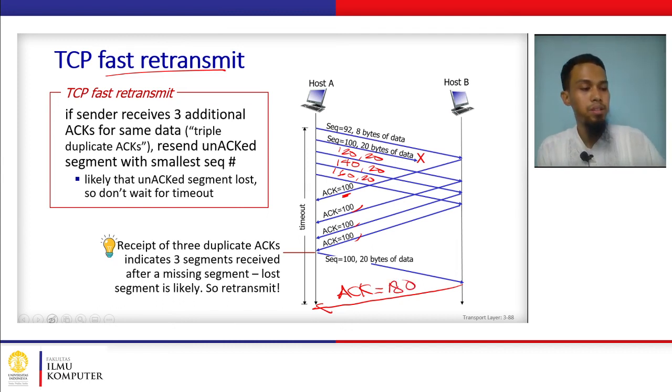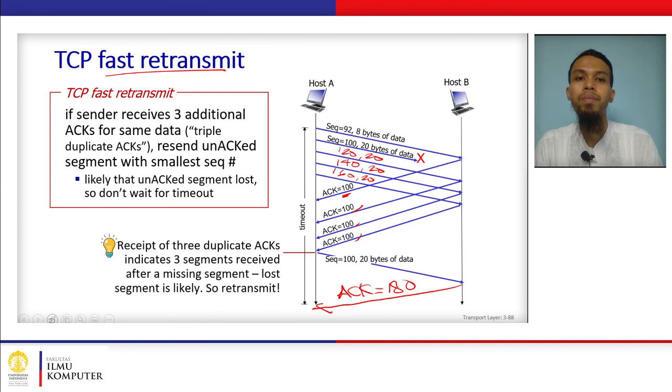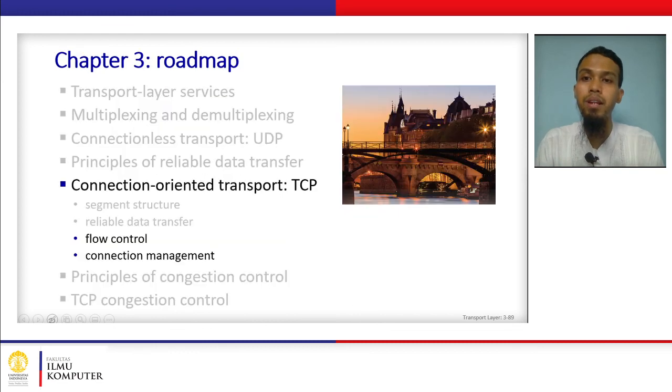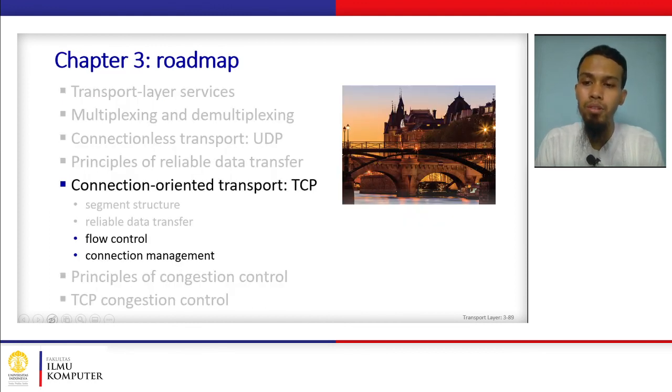This is called fast retransmit, because host A doesn't have to wait for the timeout to be reached. When it detects a triple duplicate ACK, it immediately retransmits the lost segment. So I think that's it for the examples of the retransmission scenarios in TCP reliable data transfer. We'll be discussing flow control in the next video. See you again in the next video.